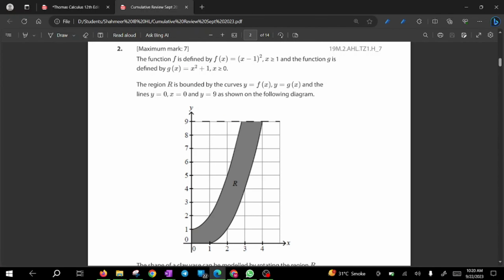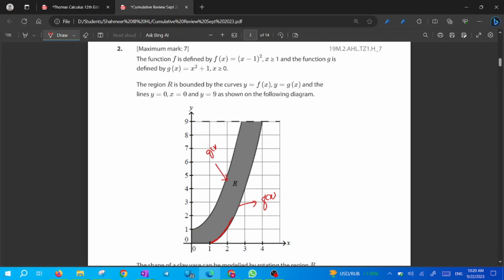The second question: the function f is defined by f(x) = (x - 1)², for x greater than or equal to 1. And the other one is g(x), which is x² + 1. This region is bounded by y = 0, x = 0, and y = 9. y = 0 means the x-axis, x = 0 means the y-axis, and y = 9 is this line.